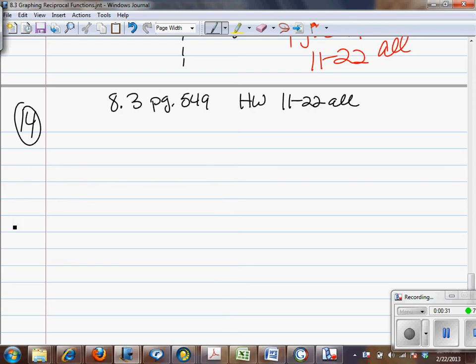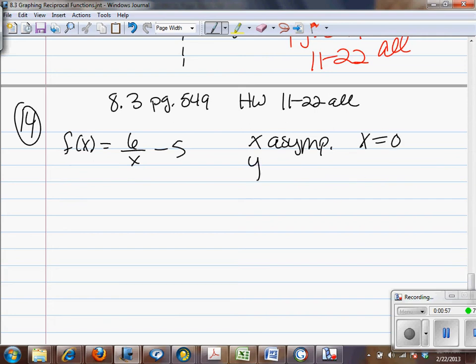Okay, so I'm going to graph numbers 14, 18, and 21. These are ones that I was going to graph in class if we had time. So 14 is f of x is equal to 6 over x minus 5. Okay, so the first thing, if I want to find the x asymptote, then I set the denominator equal to 0. Well, that's actually just x, so my x asymptote is x equals 0.